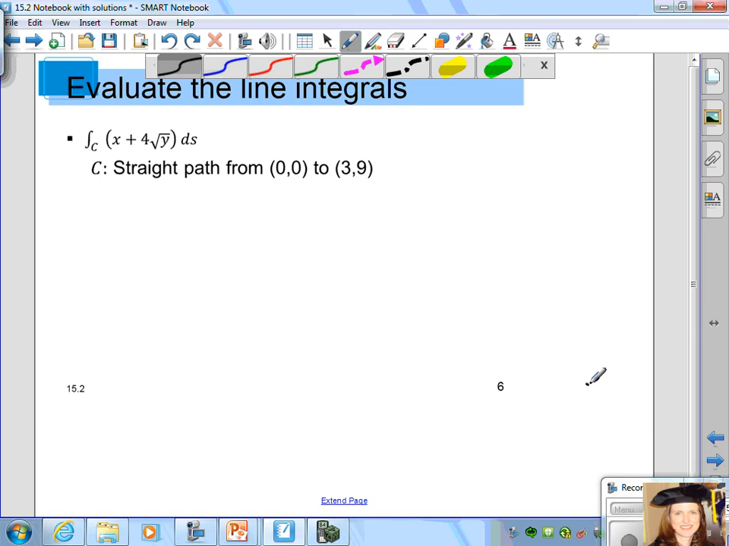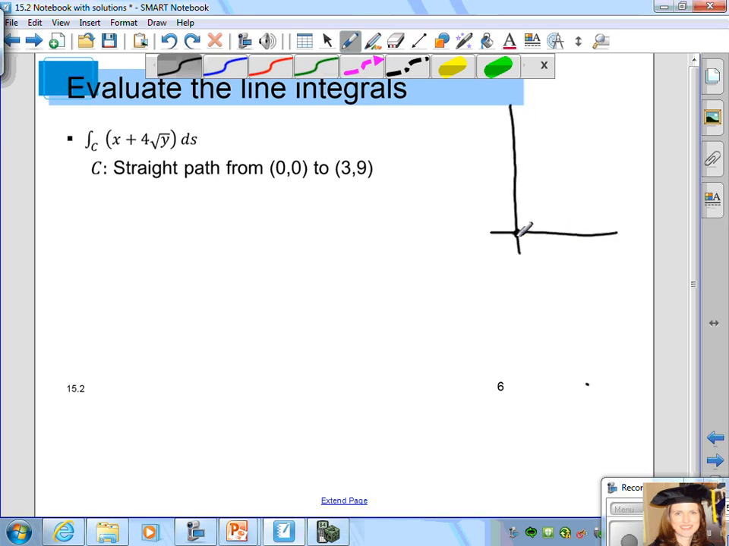Okay, try this one on your own. Evaluate the line integral on the path C of x plus 4 square root of y ds. In this case, our path is not given as a vector valued function. It's given simply as a start point and an end point. So we need to come up with a parametrization, that r of t. And again, there are many ways of doing this, so I'll illustrate one way.